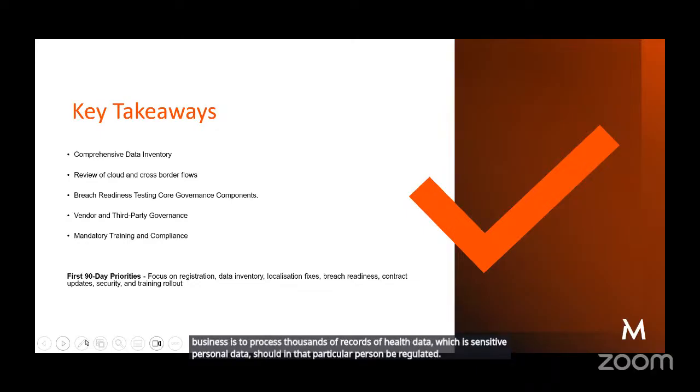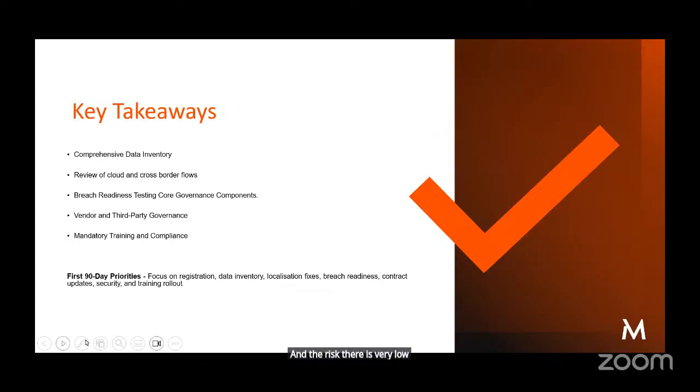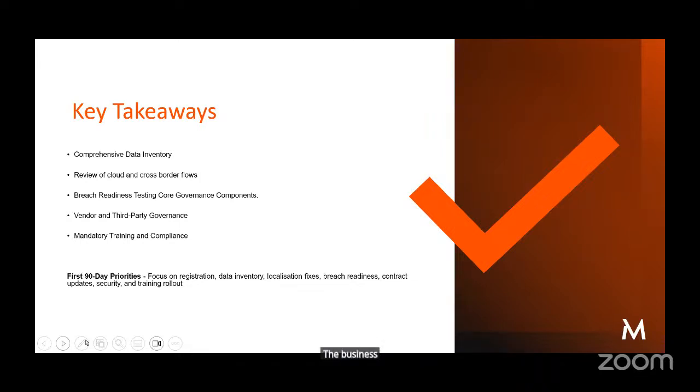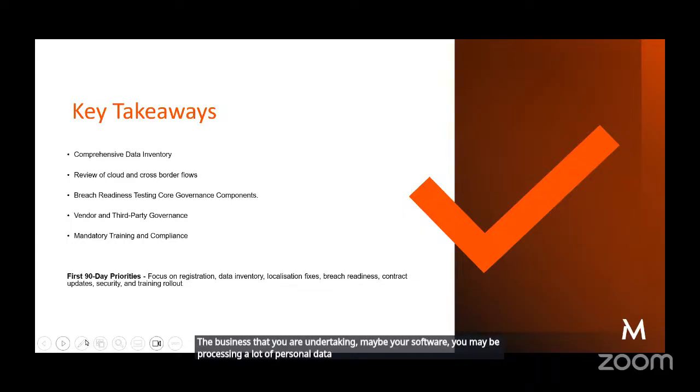You can have a person who is just processing a name, and the risk there is very low. But a sole trader, a person who is working alone, processing very, very high risk information, that's something that we see. So it's so important to understand the act, and not just to say, no, I'm a smaller business. The business that you are undertaking, maybe your software, you may be processing a lot of personal data. So it's not really about the amount.